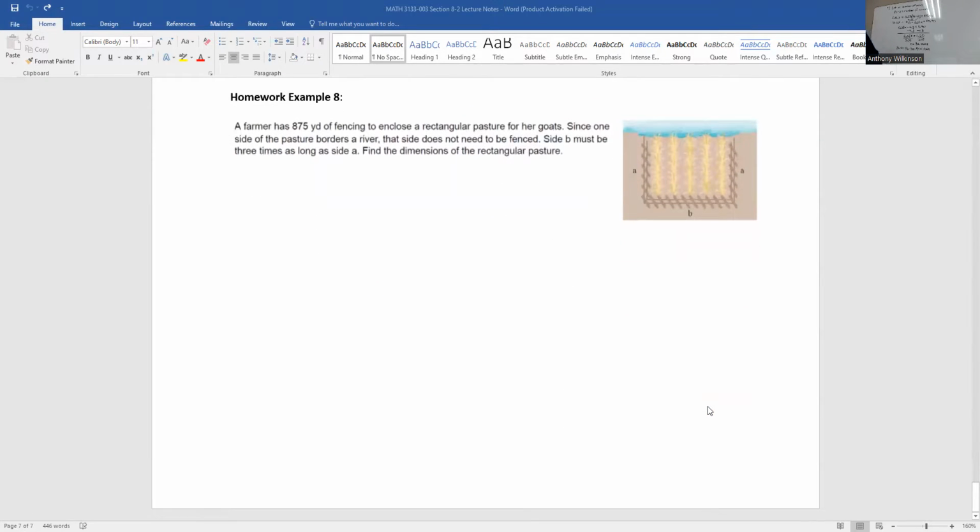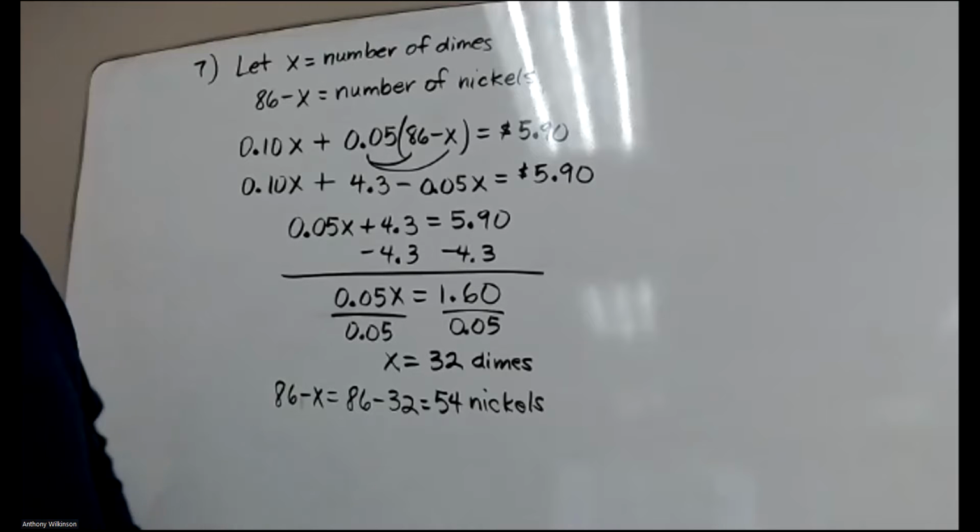Now, in this case, a farmer has 875 yards of fencing to enclose a rectangular pasture for her goats. Since one side of the pasture borders a river, that side does not need to be fenced. And here's side B must be 3 times as long as side A. Find the dimensions of the rectangular pasture. Okay, so in this case, we're going to find those dimensions.